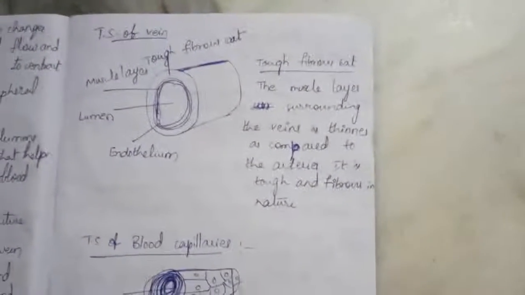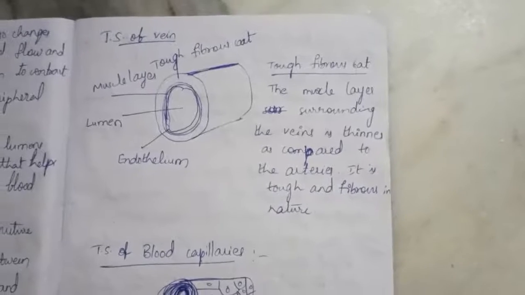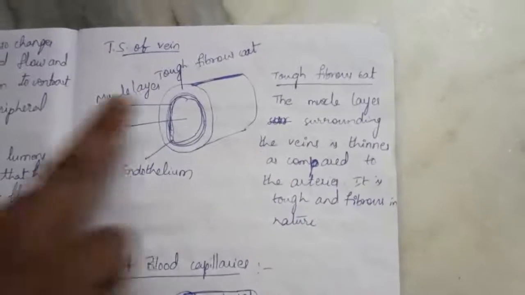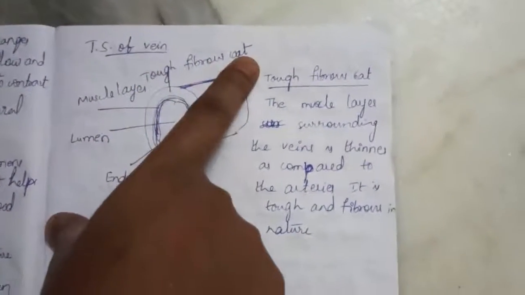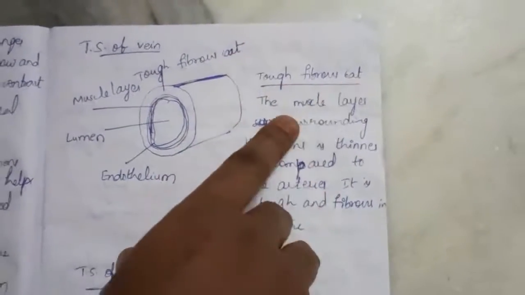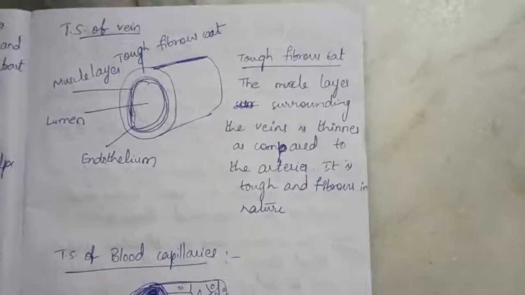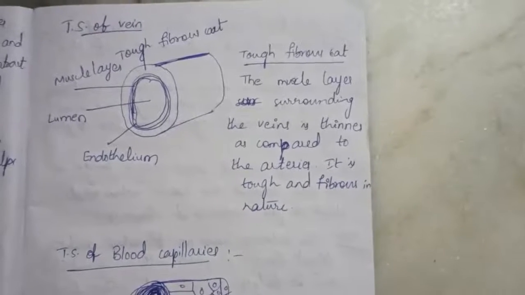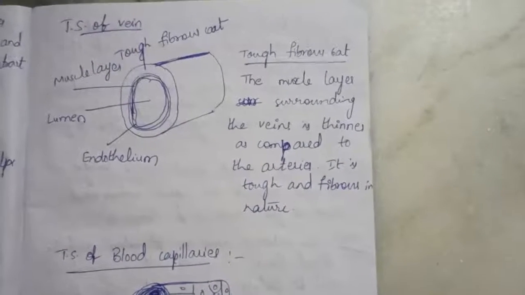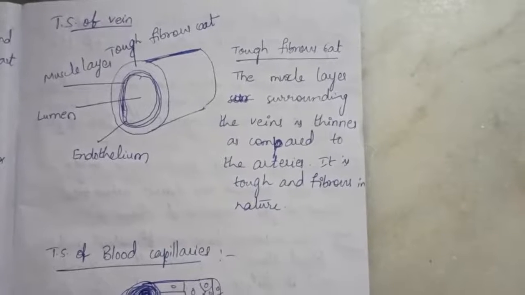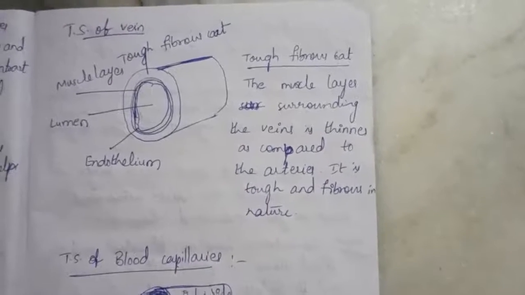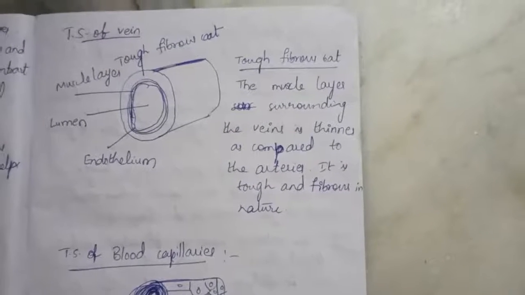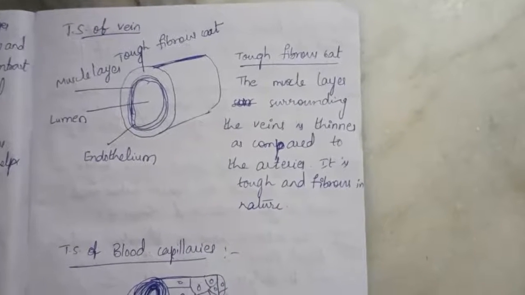And coming to the TS of the vein, it is like this, children, and it has a tough, not smooth, fibrous coat. In the case of arteries, it is a smooth fibrous coat. Here, a tough fibrous coat is present. The muscle layer surrounding the veins is thinner compared to the arteries. Arteries have thicker walls, that we know; previously we have discussed that. Veins have thinner walls than arteries, and that one is a tough, not smooth, fibrous coat.